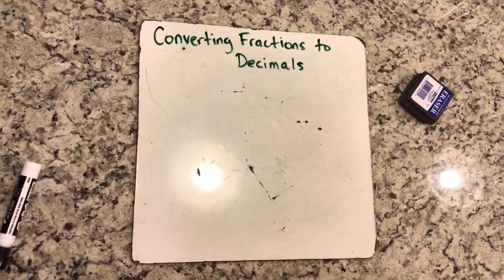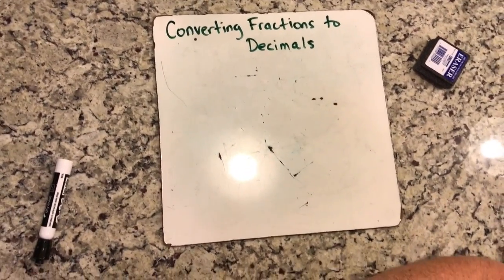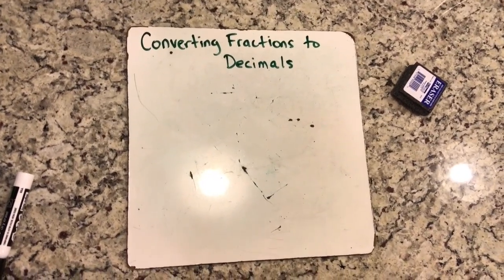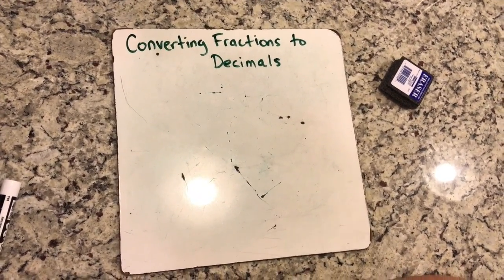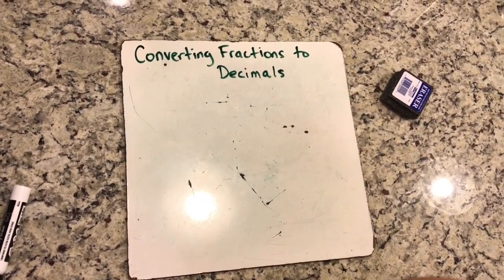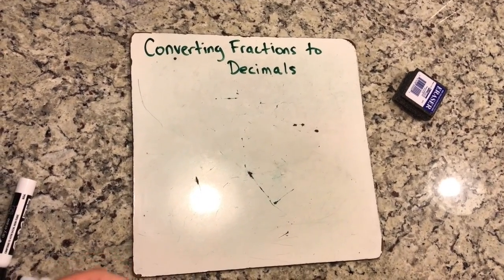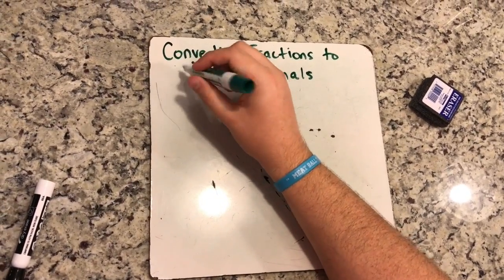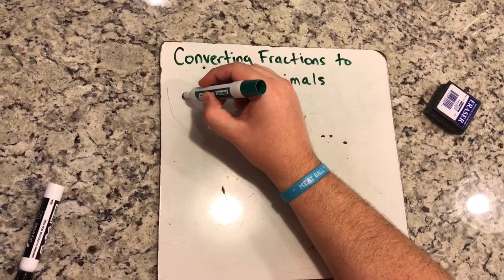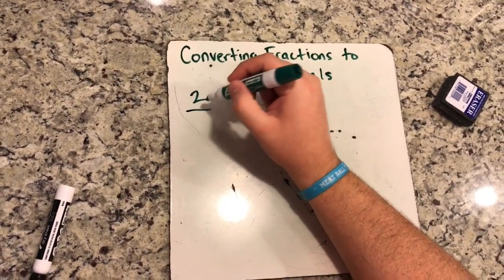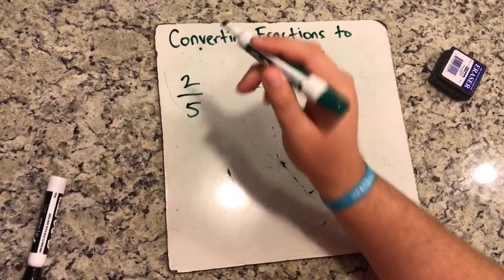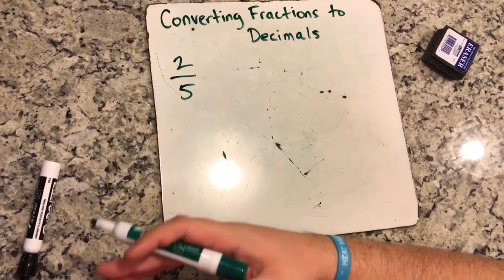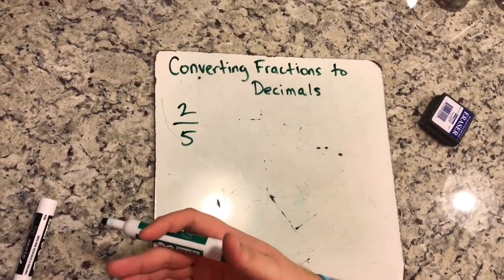All right, the next thing we'll do is converting fractions to decimals. There's several ways you could do this, but I think probably the easiest way is to divide. So for instance, if I had the fraction, let's say 2 over 5, and I want to figure out what it is as a decimal, we're going to have to divide it.